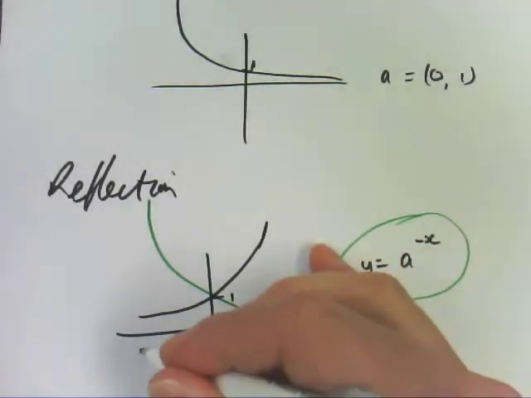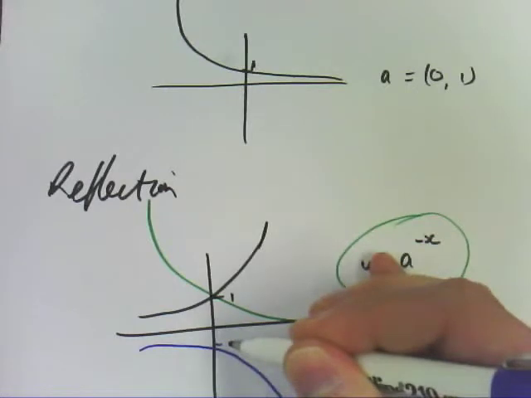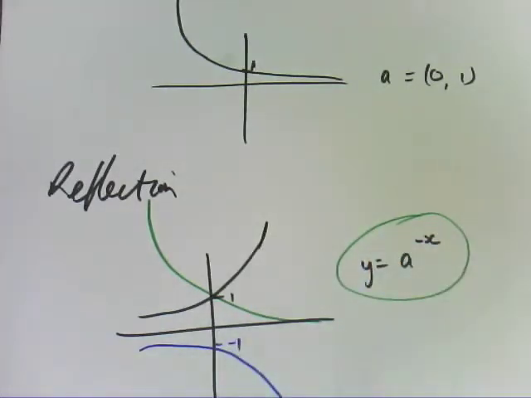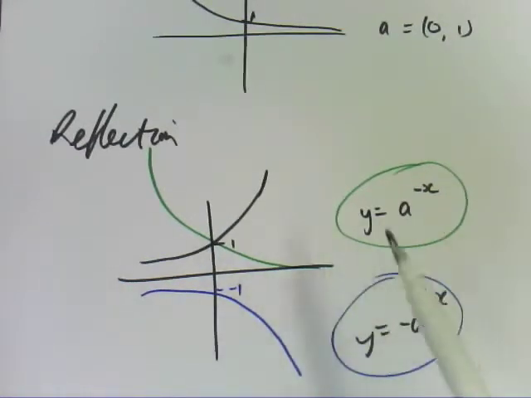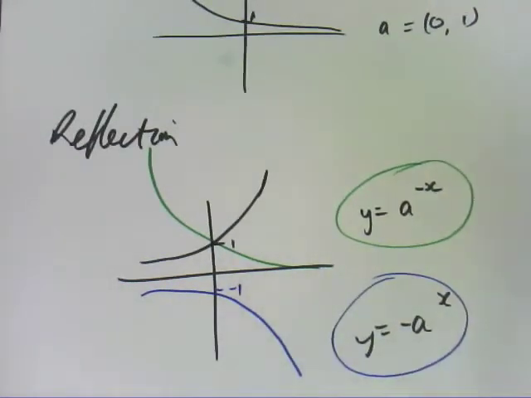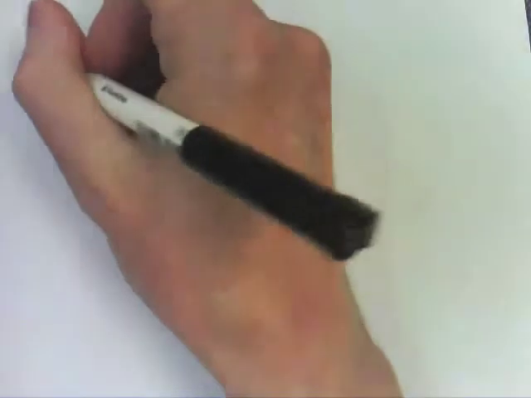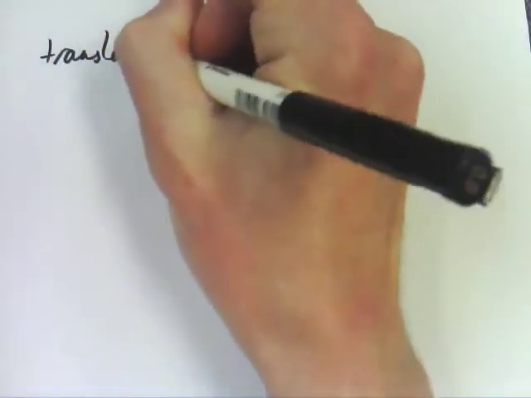Alright, but if I wanted it to flip this way, so that's negative 1, what equation is that one going to be? Minus a to x. Yes, negative a to the x. So the a is the negative 1, alright, not the x. So same process as all the reflection stuff we've done before, exactly the same process, just with a different graph.